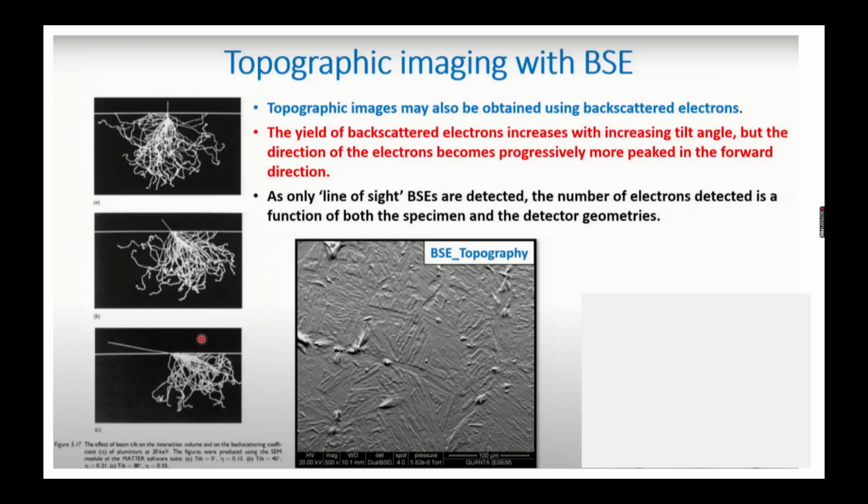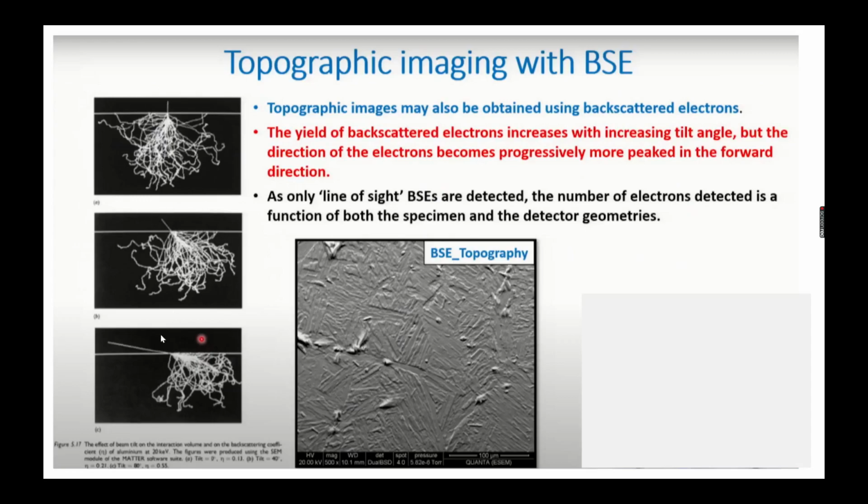So here the yield of your BSC electron will also increase with increasing the tilt angle, but the direction of the electrons becomes progressively more peaked in the forward direction. So this is also regarding the yield, which can be increased by increasing the tilting angle. Okay, so here you can see the beam is directly coming.